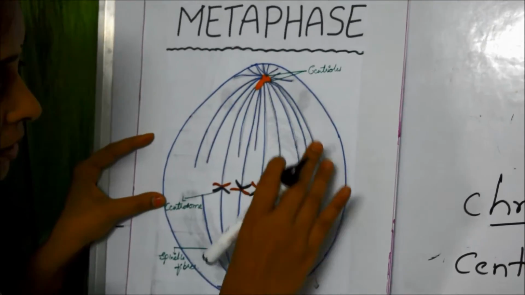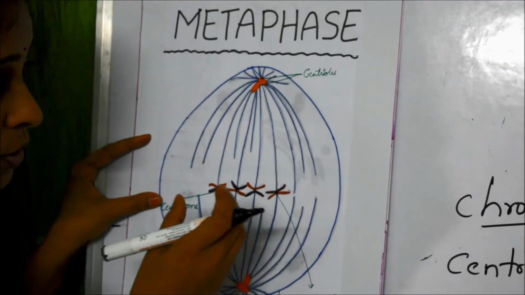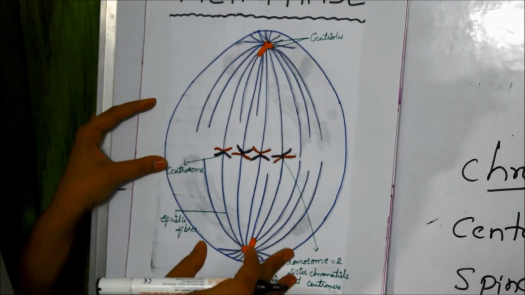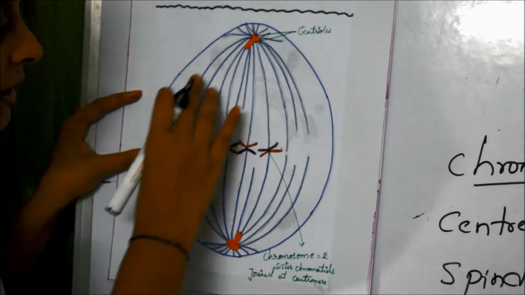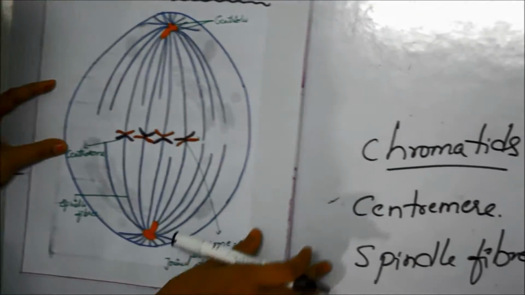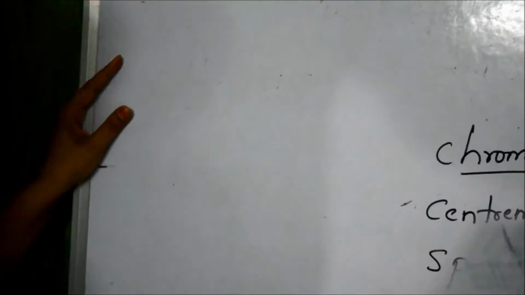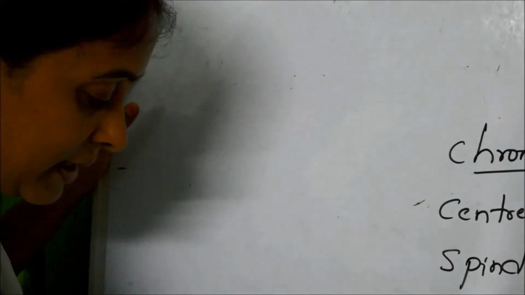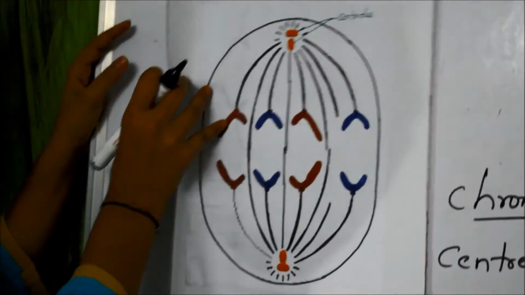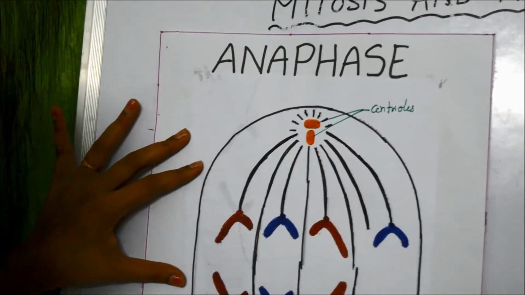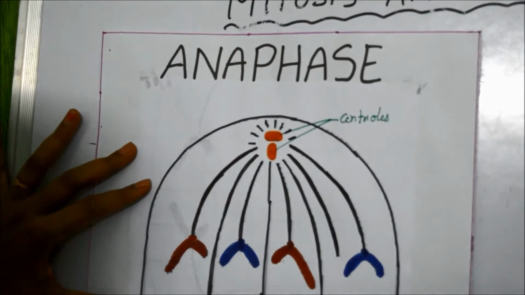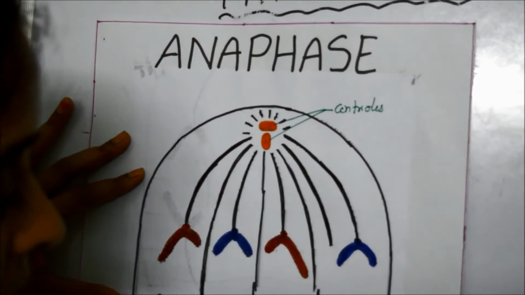When this takes place, the nucleus and other parts completely disappear at this stage. After completing this stage, next we will see anaphase, another stage of cell division, which we call anaphase.